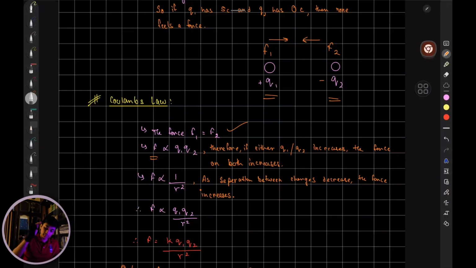The main idea is force is proportional to the product of Q1 and Q2. Whatever the product is, if you increase that value, the force F will increase as well. Good. Now, the other part of this law is that force is inversely proportional to the separation of the charges. This is the distance between the point charges.